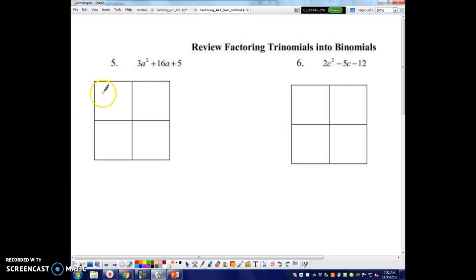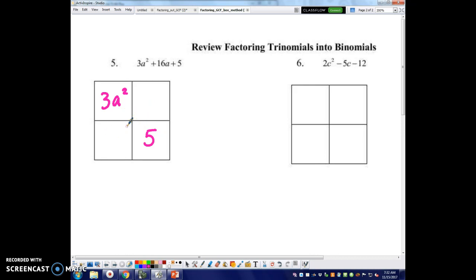We have 3a squared. Well, first, before you do anything, always ask yourself, is there a greatest common factor between all three? Is there something all three of them share? I'm going to save you the trouble and tell you that in this particular problem, no. If they all shared something, like say they were all divisible by 5, you would pull the 5 out first and then solve it. But since there's not, we don't. So we know that the 3a squared goes here, and we know that the 5 goes here. We already know that. So now we're just trying to figure out what's going to go in here so that we can figure out the rest of the problem, right?